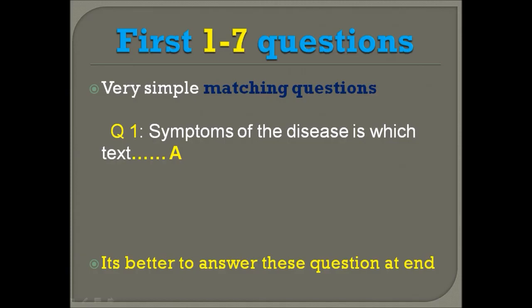First 7 questions are matching questions. The next questions I will tell you shortly. So first 7 questions, question 1 to question number 7, are very simple matching type questions. They will ask in which text the symptoms of the disease were explained. You have to just write A, B or C in your answer. This is very simple. So it's better to answer these questions at the end of part A.